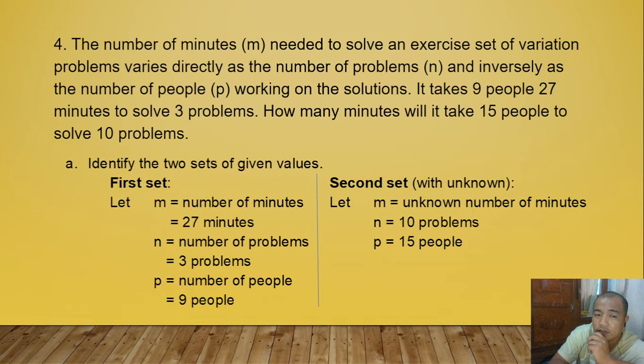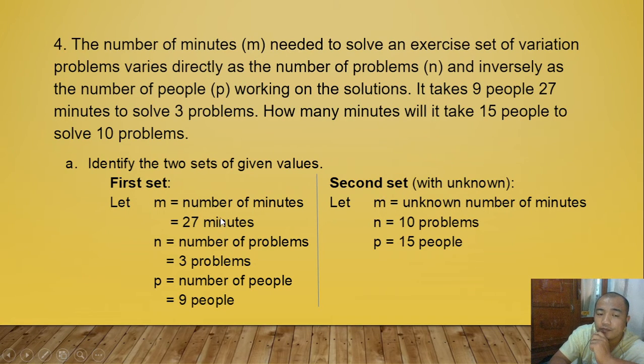First, identify the two sets of given values. For the first set, M, number of minutes, 27 minutes. N, number of problems, 3 problems here. And P, number of people, 9 people. So it takes 9 people 27 minutes to solve 3 problems. Now, how many minutes? Minutes unknown for the second set. For the number of people, 15. For number of problems, 10 problems. M is what we will solve for in the second set.